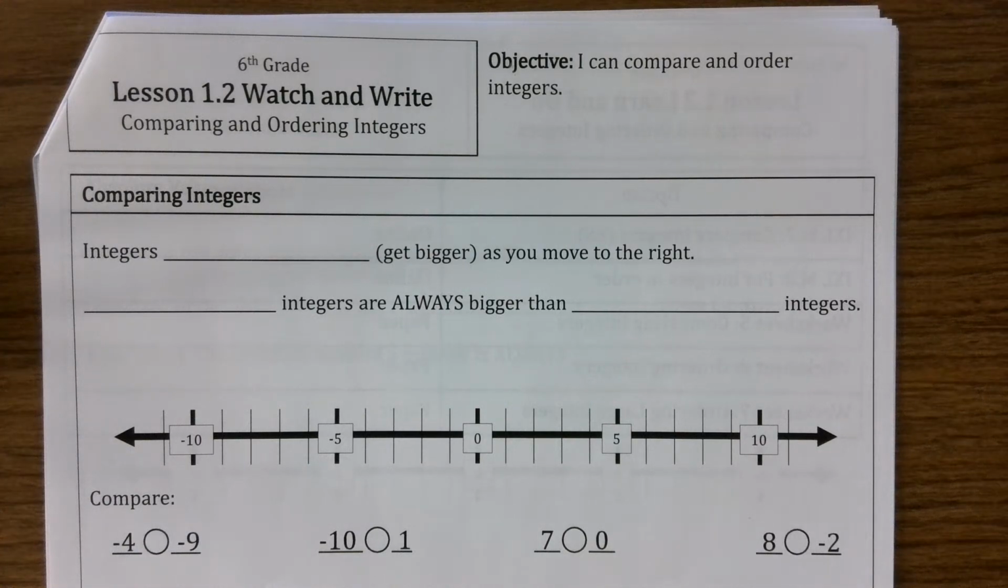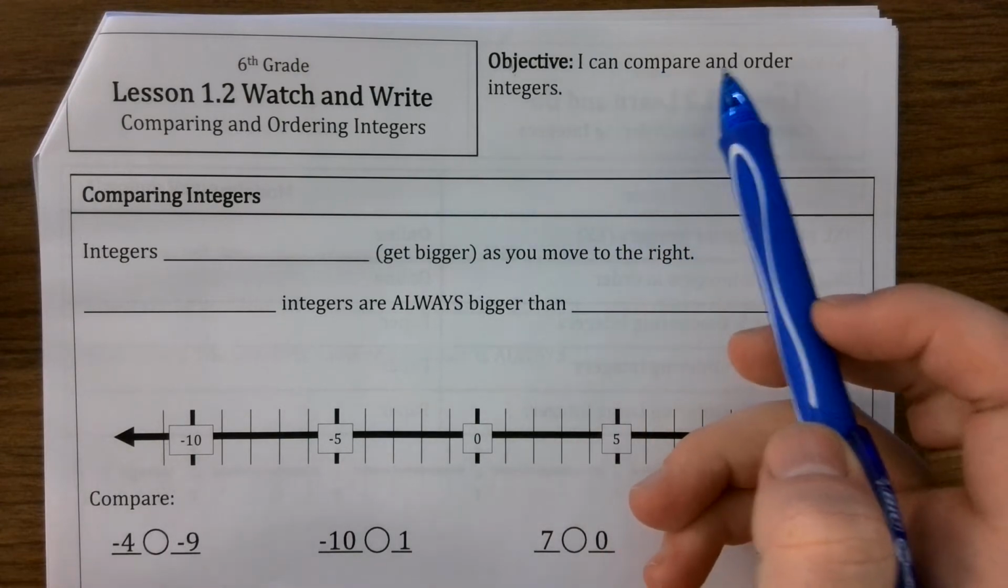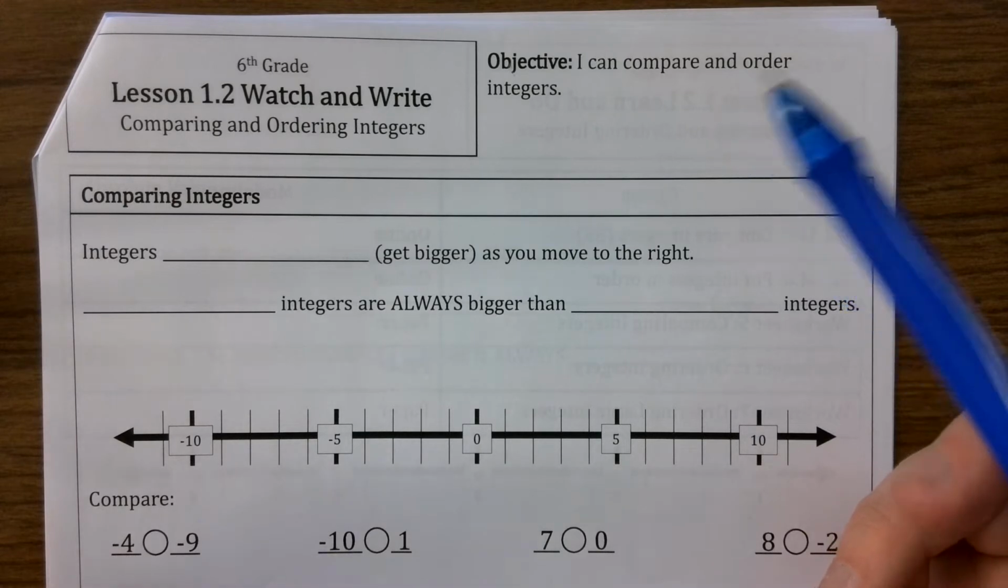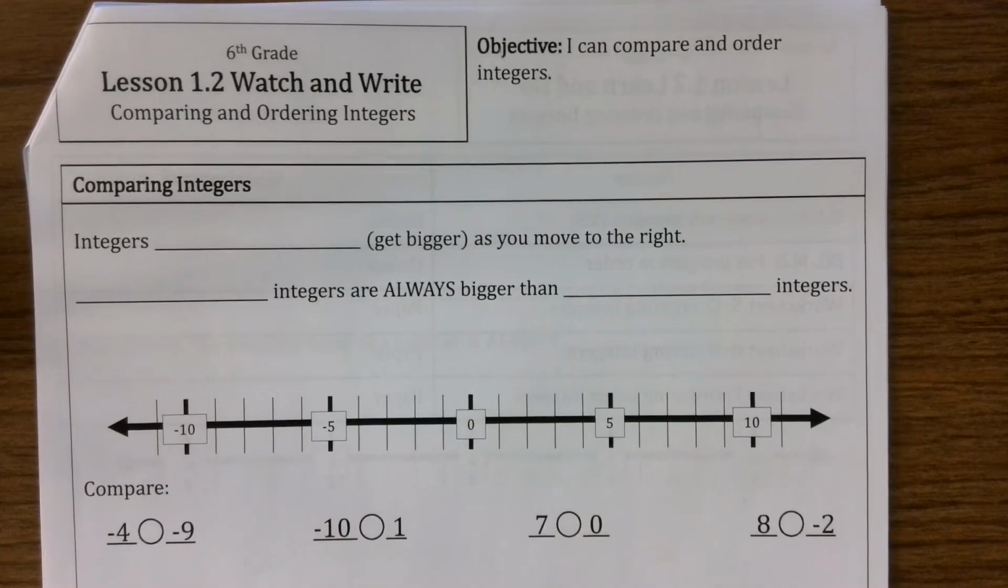All right, welcome to lesson 1.2. Our objective today is that I can compare and order integers. All right, so comparing integers. We talked about this in the pre-module review where we were comparing whole numbers to each other. Now we're going to talk about comparing positive and negative numbers.